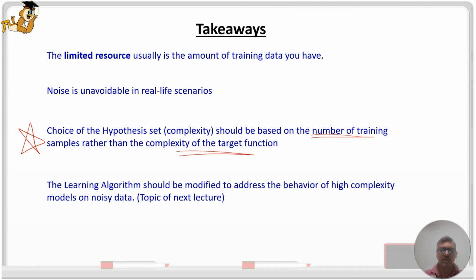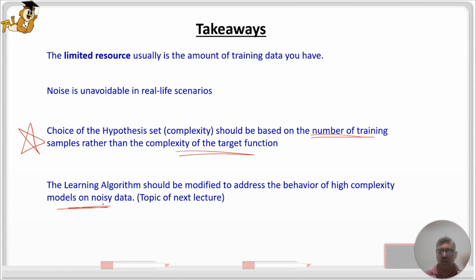Finally, the learning algorithm should be modified to address the behavior of high complexity models on noisy data. We have seen this particularly in the example where a 10th order polynomial tried to fit the data generated noiselessly by a 50th order polynomial, and you saw what a complete disaster it was. The root cause of that was the fact that your learning algorithm was trying to accurately fit the noisy data, and you got an Ein of 10 to the minus 5, if you remember. So that is the behavior of the learning algorithm that you need to address.